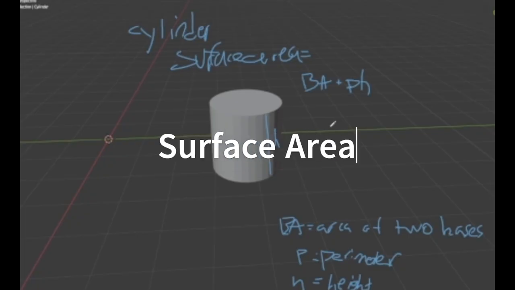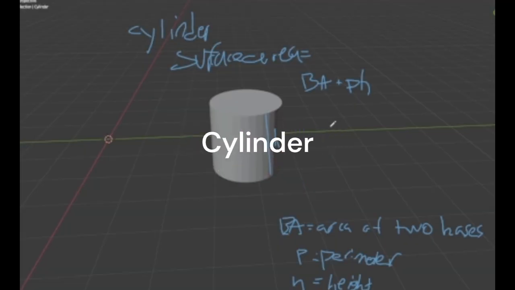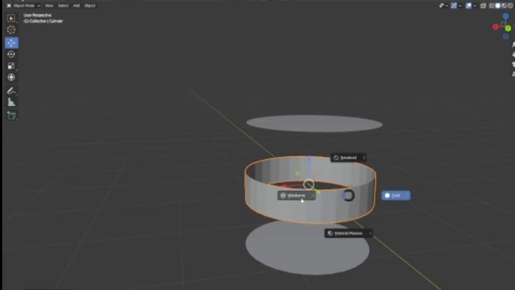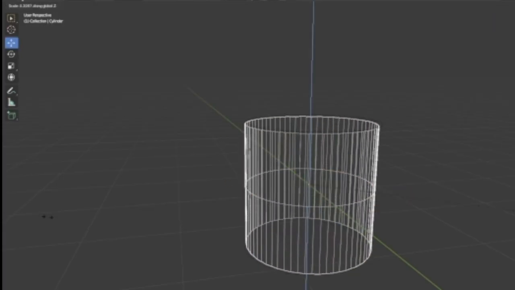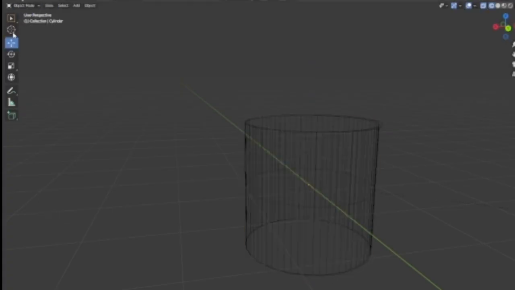The surface area of a cylinder, as shown here, is determined by its two base areas plus its perimeter times height. You can see the two bases of the cylinder on the top and the bottom, and then the perimeter in the middle being multiplied by its height, showing how it creates the cylinder.